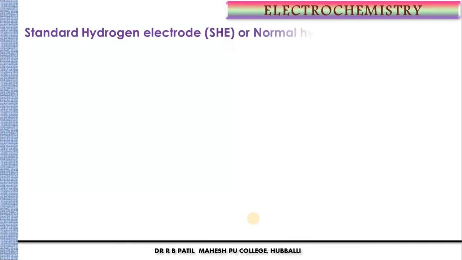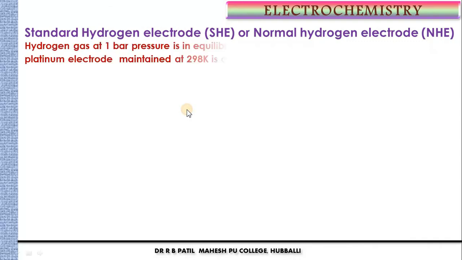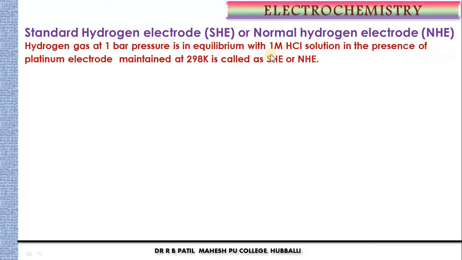Now let us see a very important one, that is the standard hydrogen electrode. In short, it is represented as SHE, or it is also called a normal hydrogen electrode. Hydrogen gas at 1 bar pressure in equilibrium with 1 molar HCl solution in the presence of a platinum electrode maintained at 298 Kelvin is called the standard hydrogen electrode. Let us see its construction.